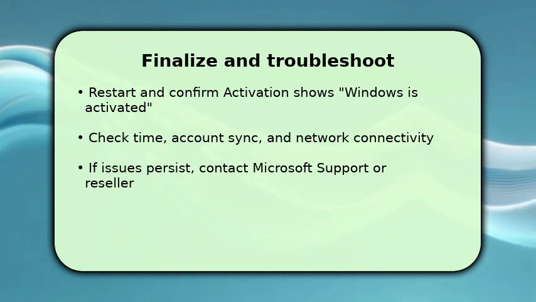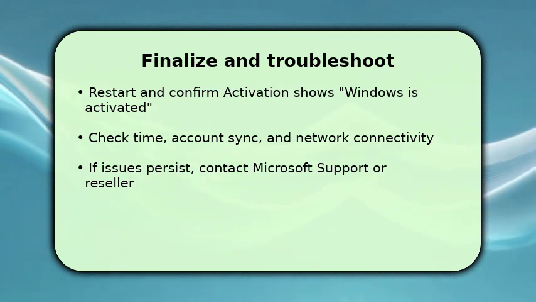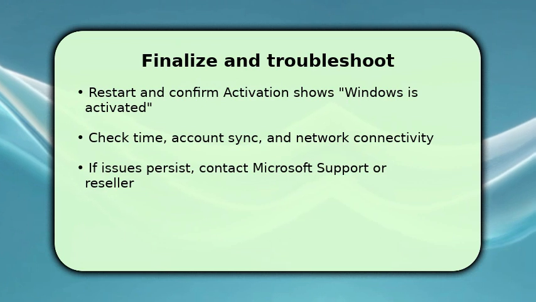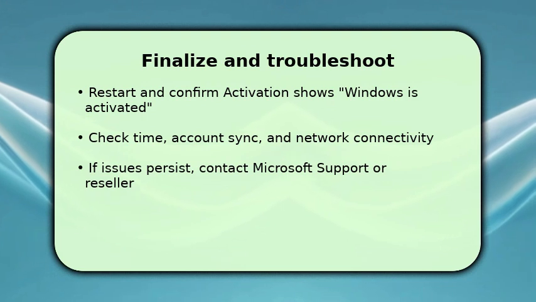If activation still fails, gather your error codes and try signing out and back into your Microsoft account. If that doesn't help, contact Microsoft support or the vendor for license recovery. This step usually resolves stubborn activation.